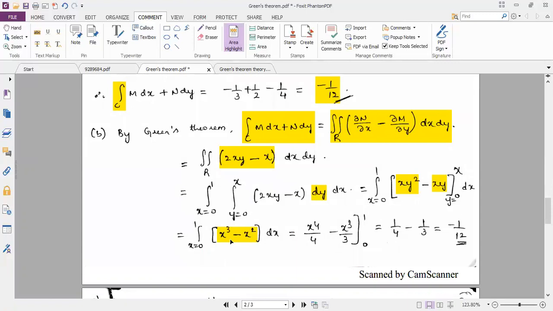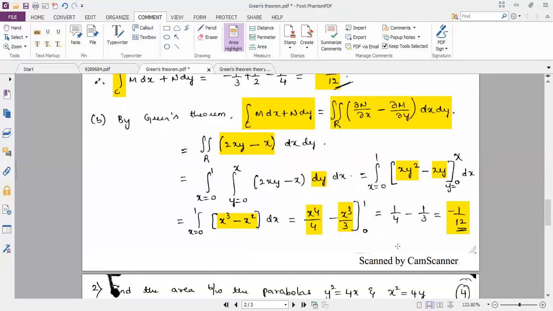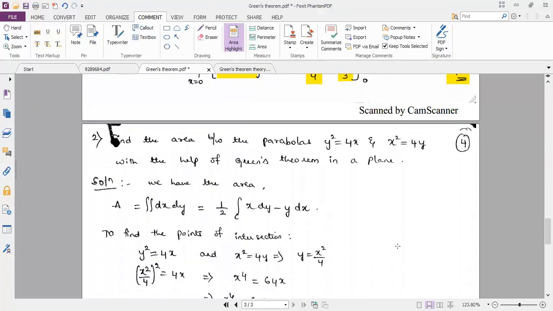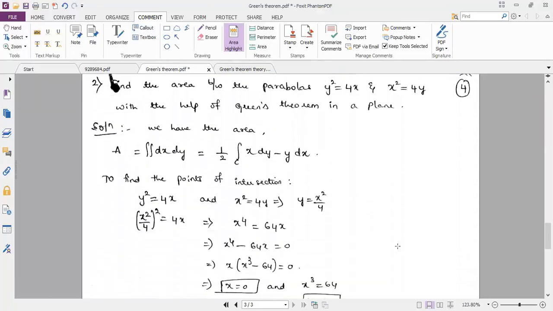Now integration of x cube is x power 4 divided by 4 and integration of x square is x cube divided by 3. Applying the limits again 0 to 1, upper limit minus lower limit gives the answer minus 1 by 12, which is the same answer as obtained by the line integral. So by Green's theorem also we have evaluated the given integral value as minus 1 by 12. Now we will see another problem based on Green's theorem, finding the area between the parabolas.